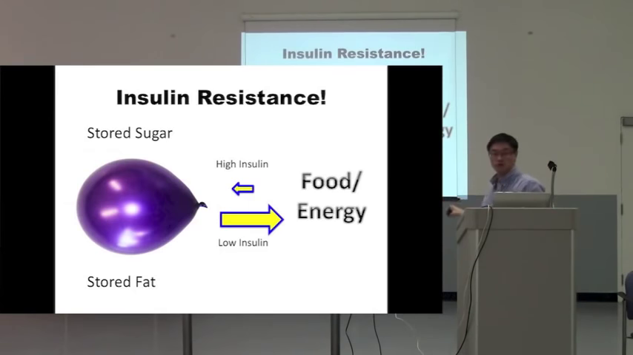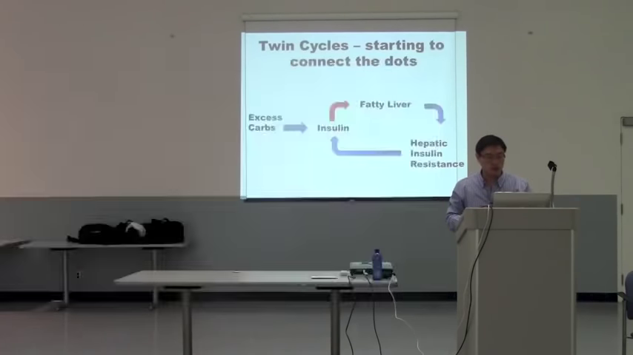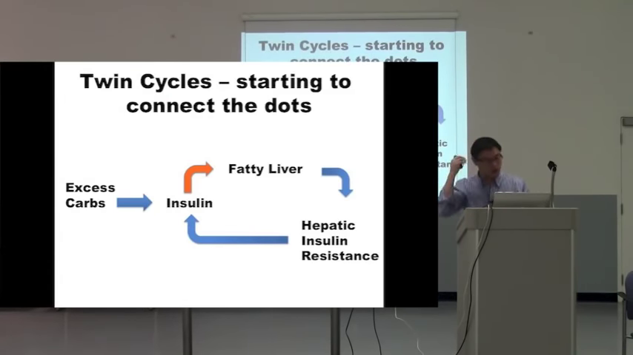All of that sugar comes whooshing out. So that's what happens. All these people who are on all this insulin, all it's doing is keeping it bottled up in the liver, right? And that's its normal situation. So this is where we can start to connect the dots of the twin cycles hypothesis.